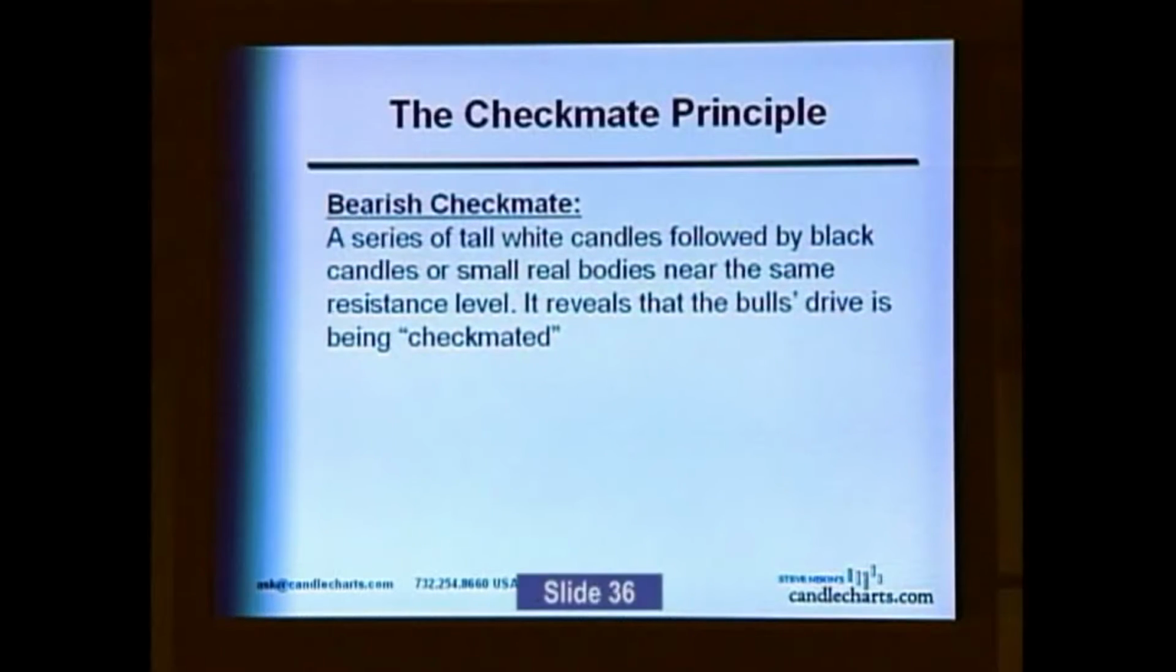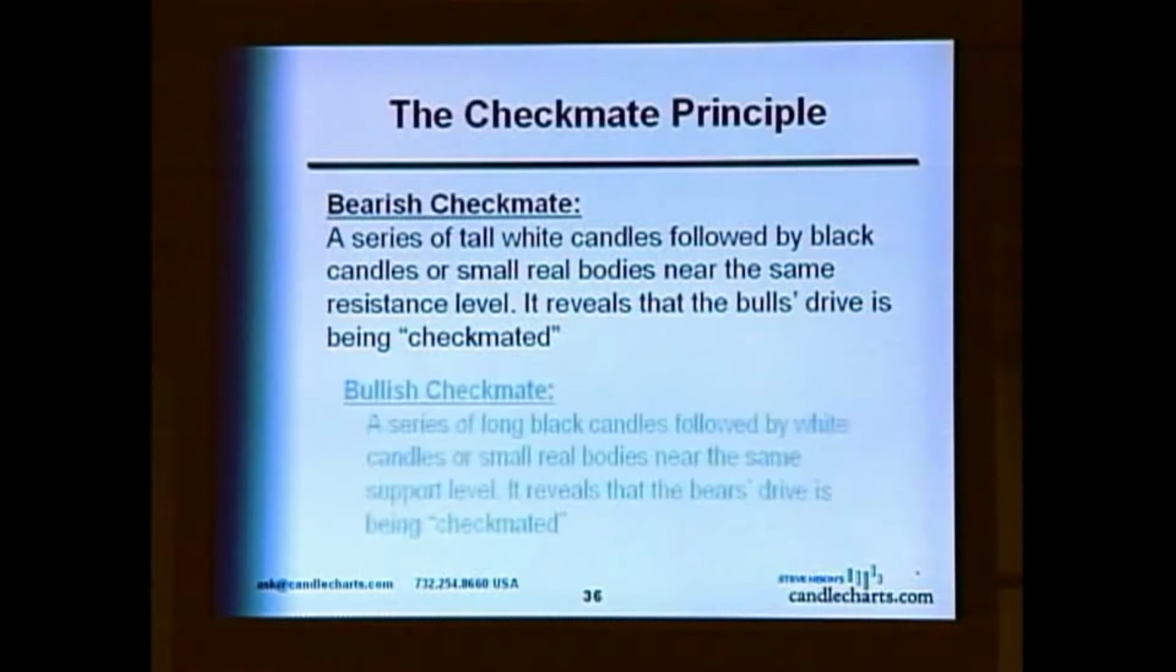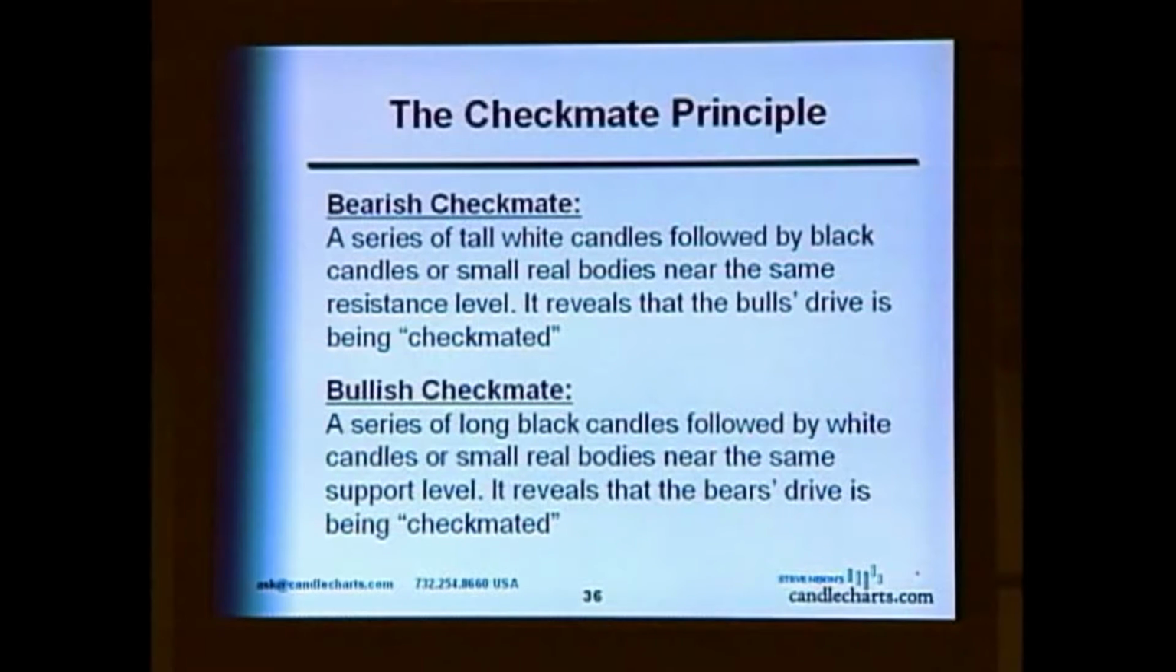So let me go through this. A picture is worth 1,000 words, so don't worry about understanding what the text is. When you see it, it'll be a lot easier. A bearish checkmate is when we have a series of white candles, because that shows us the bulls are in control, followed by black or small real bodies near the same resistance area. What it's actually showing us is that the bulls can't maintain control of the market. The rally is being checkmated. The bullish checkmate is the opposite: a black real body and then no follow-through to the downside.